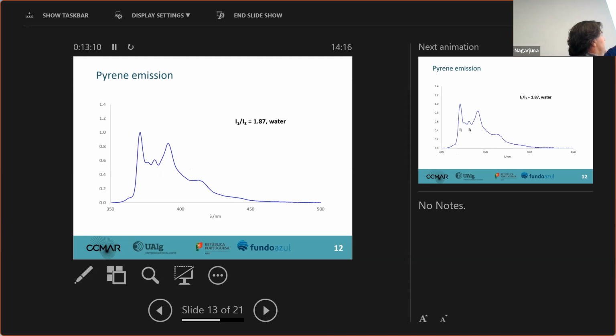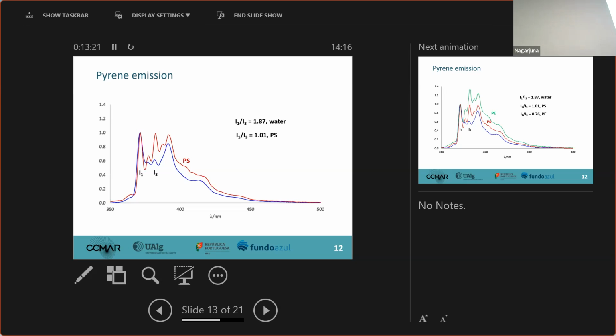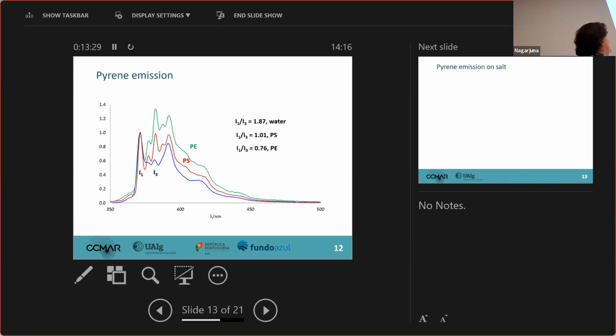So this is, again, the spectrum of pyrene, and then we have the two bands. In the presence of polystyrene particles, you see that this one increases, but these spectra are normalized at this emission peak, okay? And in polyethylene, look at that. So this works for particles, and we decide to use the intensity of this peak for quantitation purposes.